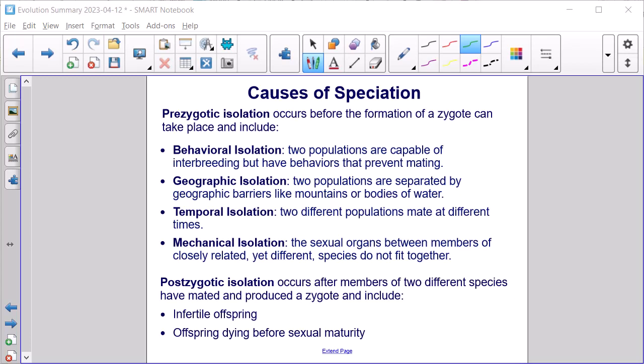Post-zygotic isolation occurs after members of two different species have mated and produced a zygote and includes infertile offspring or offspring dying before sexual maturity.